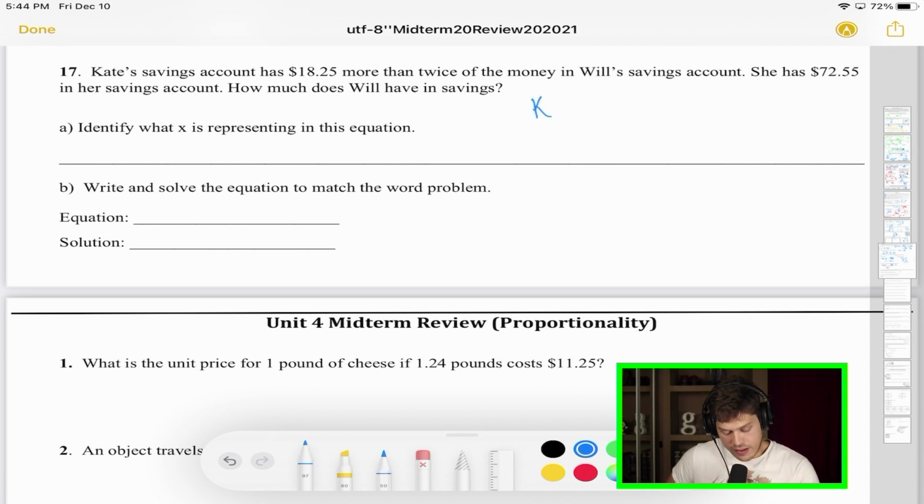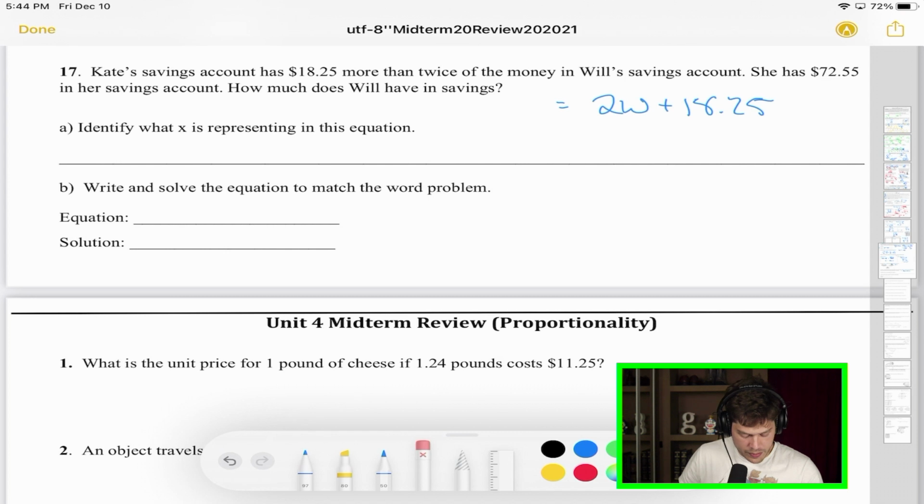So Kate's equals 2 times Will's plus 18.25. Okay. And she has 72.55. And we're just told that Kate doesn't need to be a variable. She has a total of 72.55.